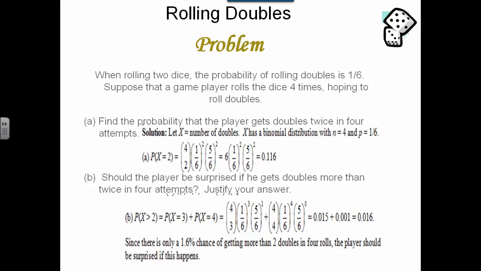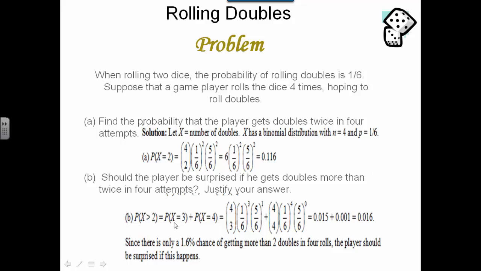Another example. When rolling 2 dice, the probability of rolling doubles is 1 out of 6. Suppose a game player rolls the dice 4 times, hoping to roll doubles. Find the probability the player gets doubles twice in 4 attempts. Put x equal to the number of doubles. x has a binomial distribution with n equals 4 and p equals 1/6. The probability of x equals 2 would be 4 choose 2, 1/6 to the second, and 5/6 to the second, which is 0.116.